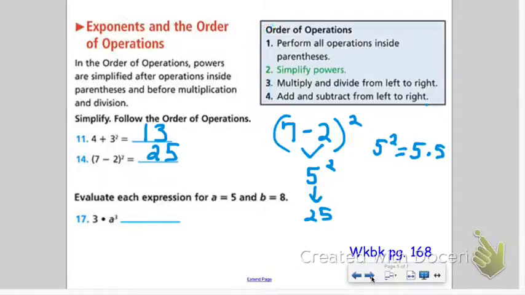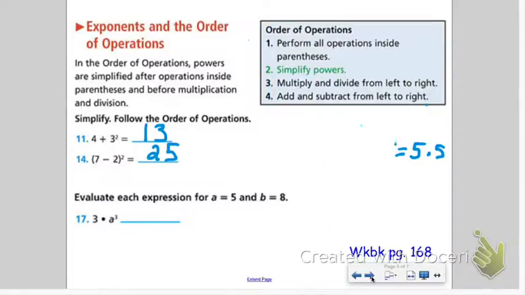And if you look at number 17, remember when we evaluated algebraic expressions where we had to substitute a number in for the variable? You're going to do the same thing here, except now we have powers involved too. In number 17, we have 3 times a to the third power. So first I'm going to do the substitution step. A is 5 in this case, so every time I see an A, I'm going to put a 5 in its place. Now I have 3 times 5 to the third power after completing the substitution step. And now I'm ready to solve it. Now I'm ready to simplify it.